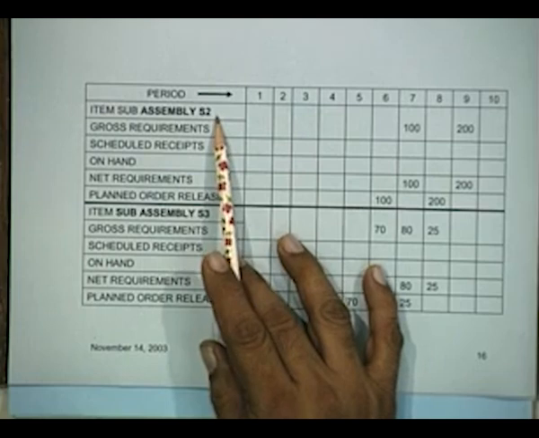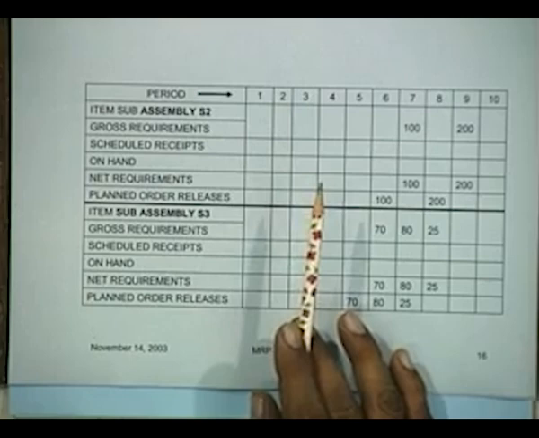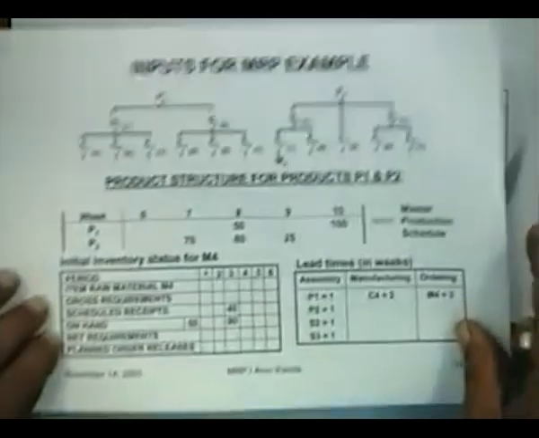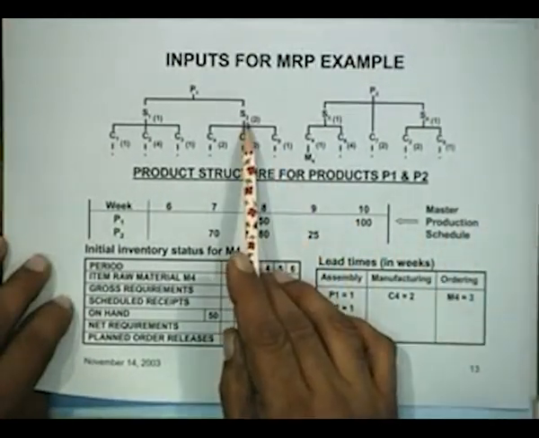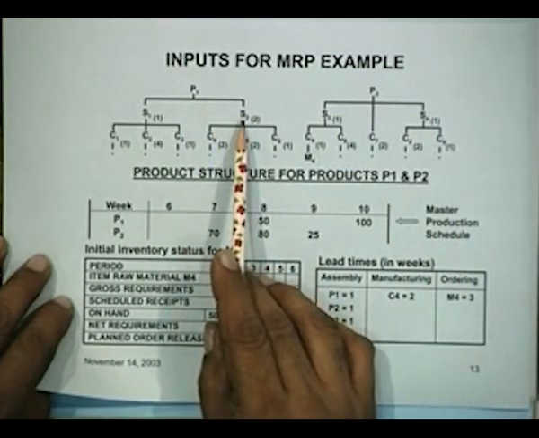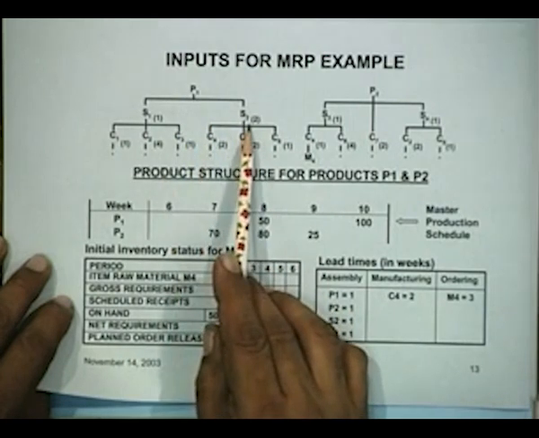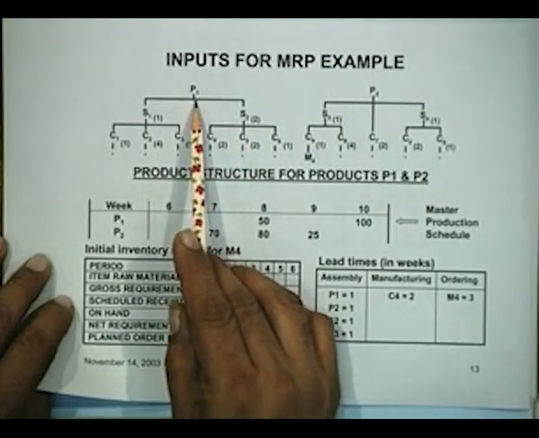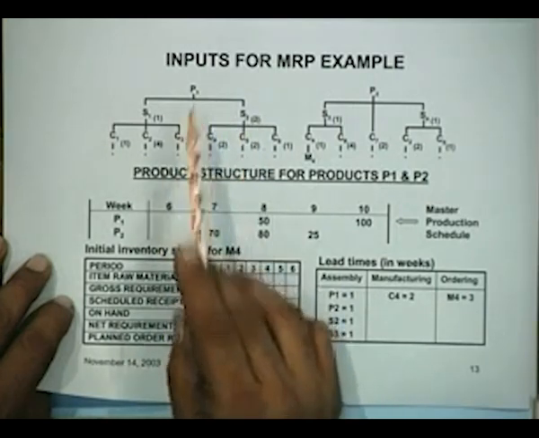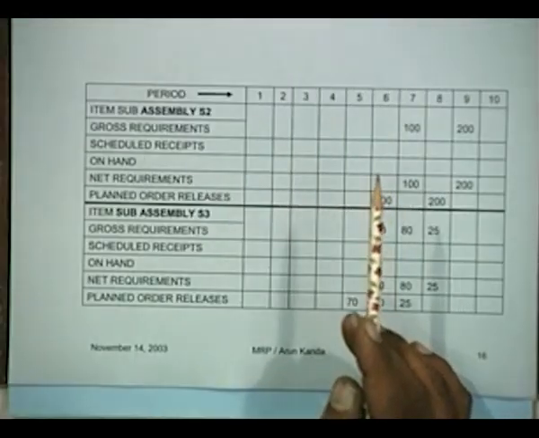The requirements for sub-assemblies S2 and S3, how will you find them out? Let me explain to you. This is S2. We have already determined our requirements for part 1, and 2 units of sub-assembly are needed in each unit of part 1, isn't it? So what we will do is, we will find out the requirements of part 1 which we have already found out and just multiply it by 2. This is called parts explosion. What we are doing is actually called parts explosion.